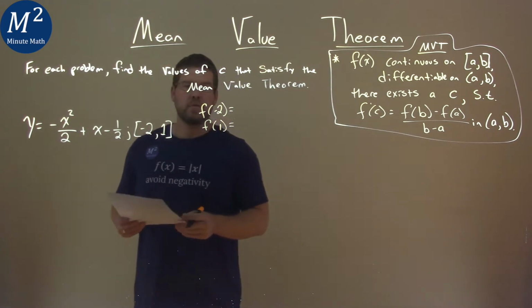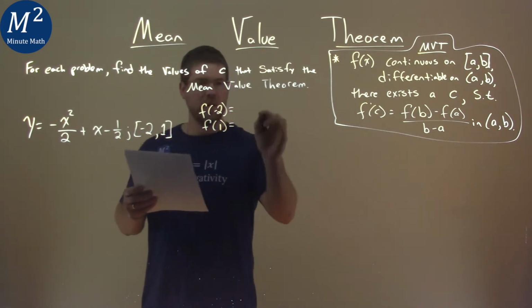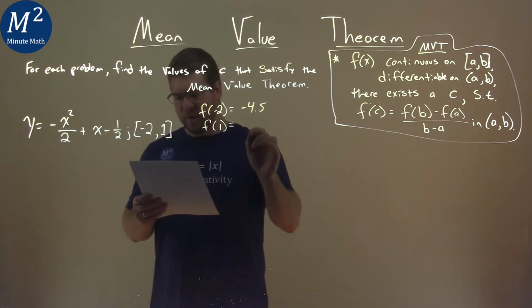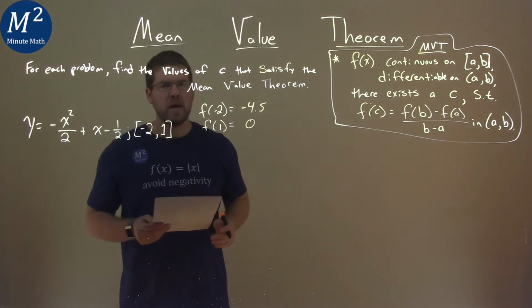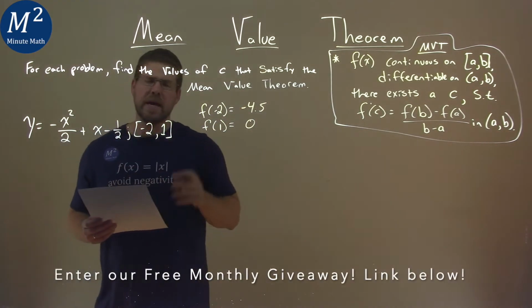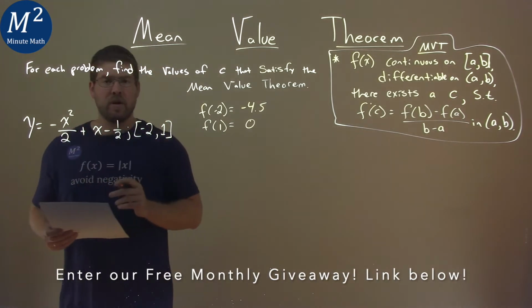Now I found these values for you. We plug -2 in for x here, and we have a -4.5. Plug a 1 into our function here, and we get a 0. So now we have kind of all the pieces for the mean value theorem. We need to find the derivative of our function.